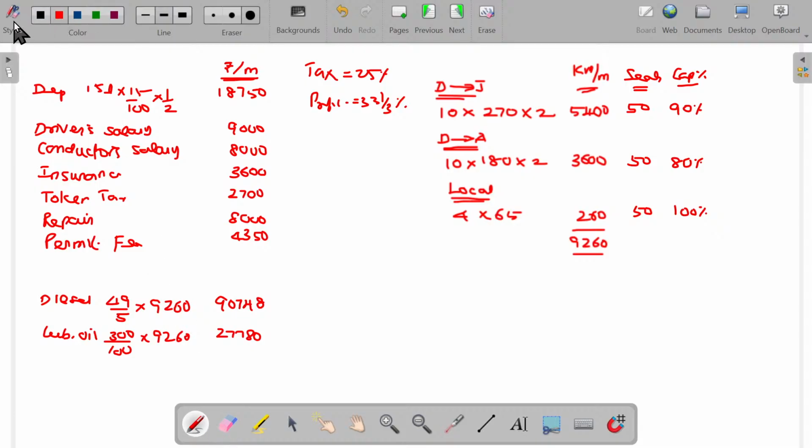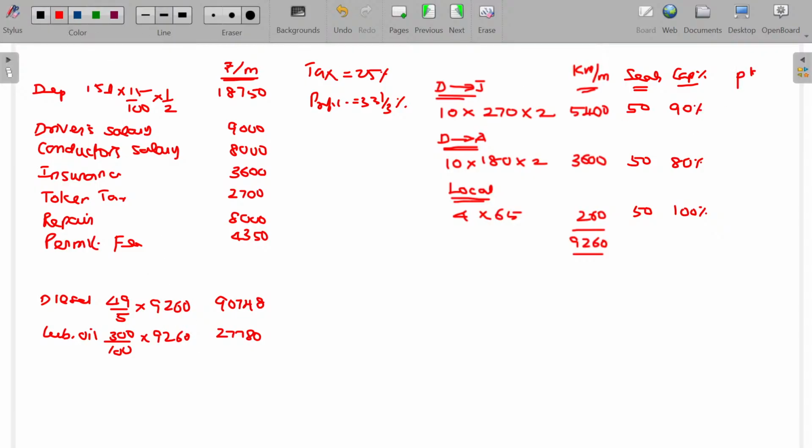Now tell me, passenger kilometers driven. This is the kilometers driven by the bus; for the number of passengers you have to multiply with the passengers. So 5,400 and 50 seat capacity, but only 90% is full. Then what about the passenger kilometers? 2,43,000. Here 1,44,000. Here 13,000. Overall value being 4 lakhs passenger kilometers.